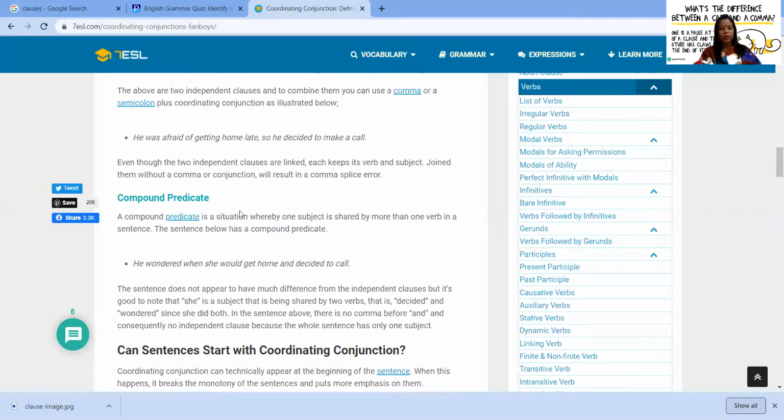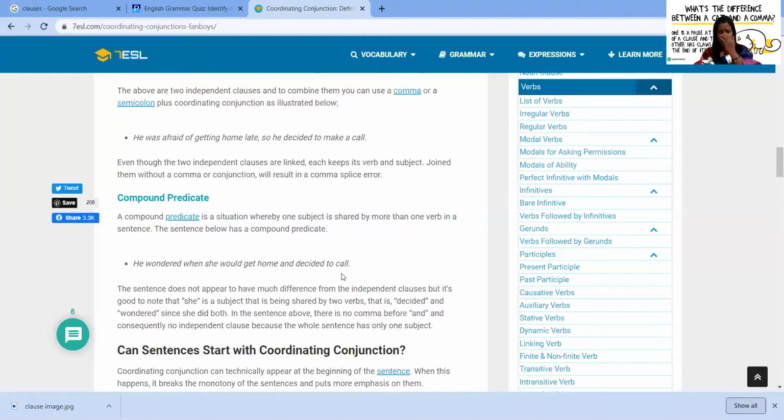All right, now let us see one more thing. Although I don't think it's there in your syllabus of class 8, still, since we are dealing with it, let's take a quick look. So what is a compound predicate? A compound predicate is a situation whereby one subject is shared by more than one verb in a sentence. Like, she wondered when she would get home and decided to call.